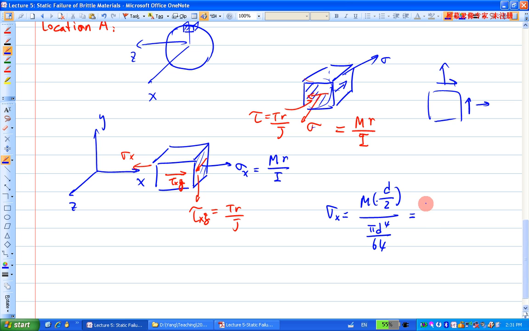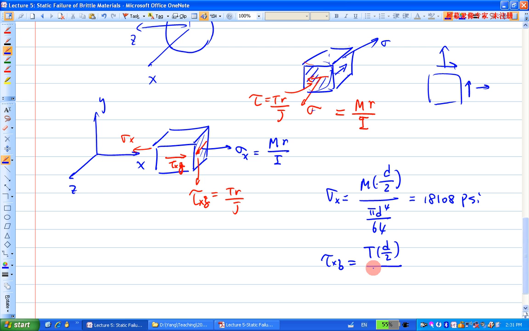Just put down the numbers. So we get this stress number. That's sigma x. And tau xz is Tr over J. Again, r is half the diameter, and J is the polar moment of inertia, and for a circular cross section, it's pi d to the power of 4 over 32. Remember these formulas, so you save some time.